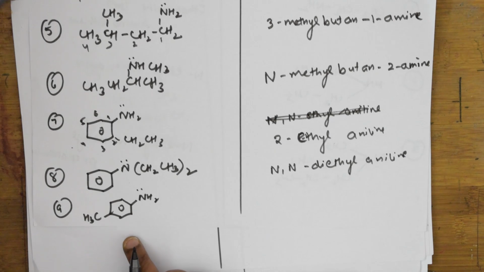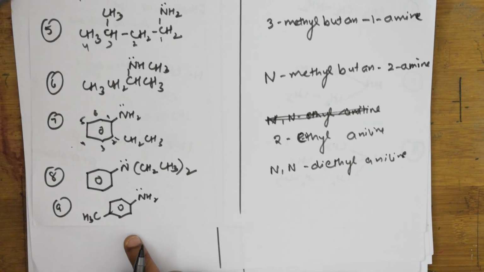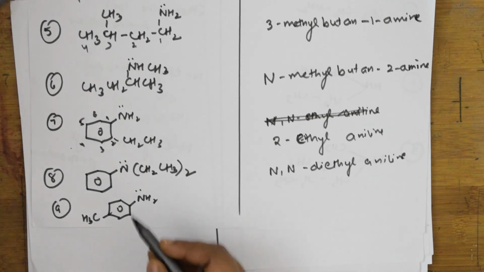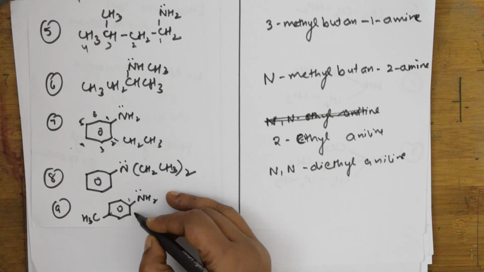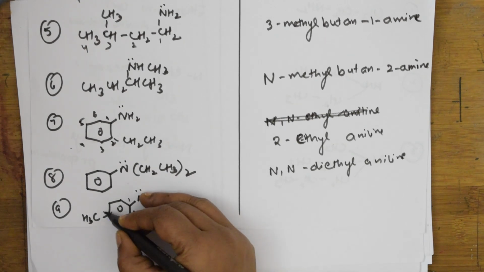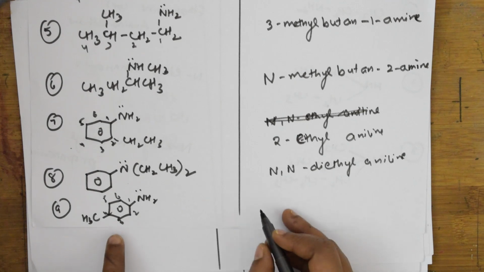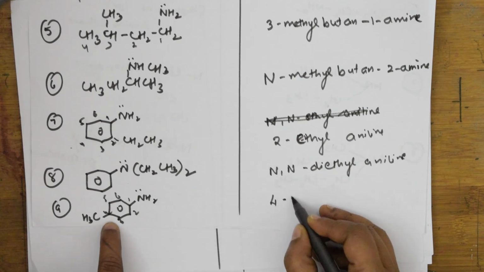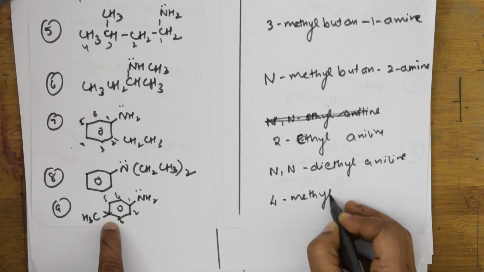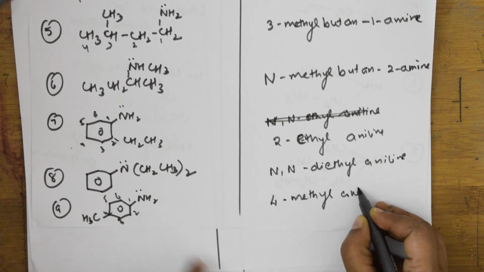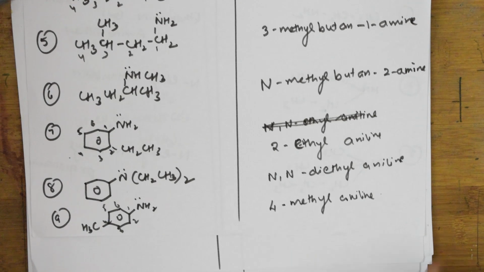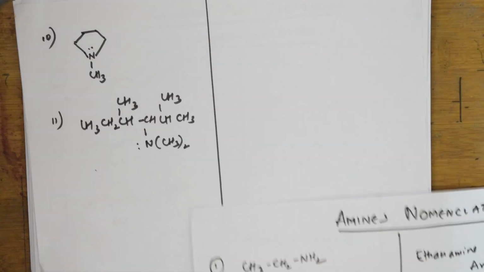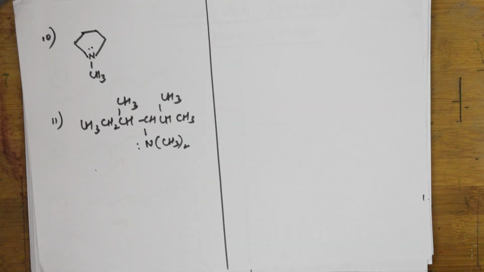Here, when it comes to this, let us number this. 1, 2, 3, 4, 5, 6. At the 4th position you have a methyl group. 4th carbon, 4-methyl. So it is 4-methylaniline. Done. Right. So let's come back and see one more.